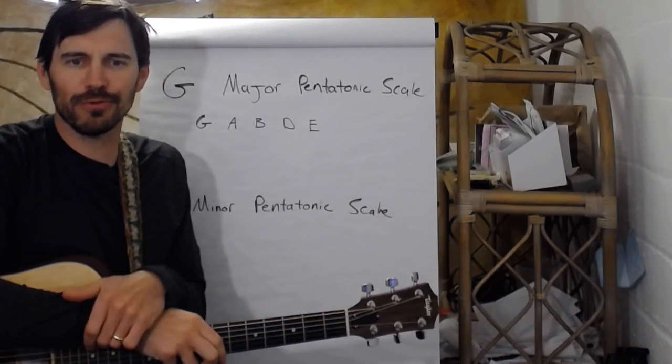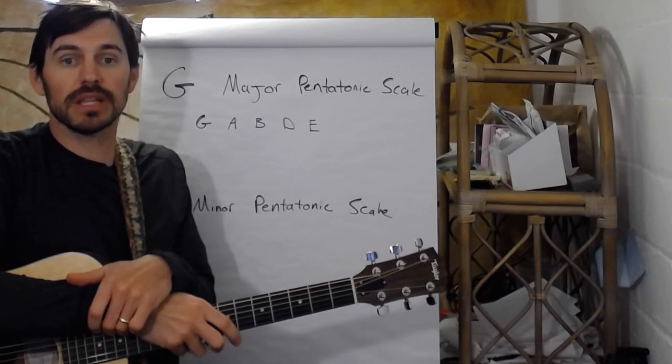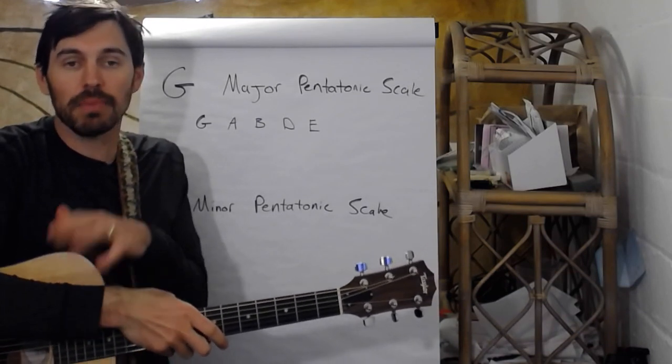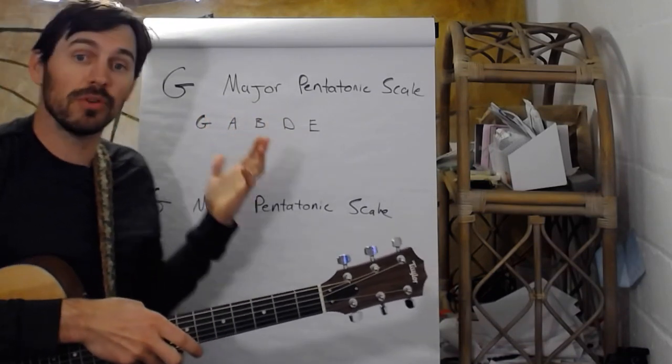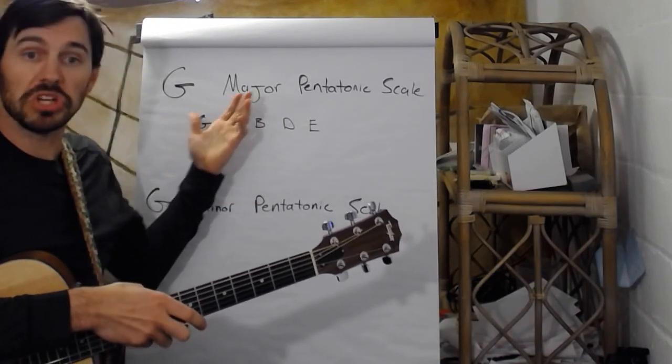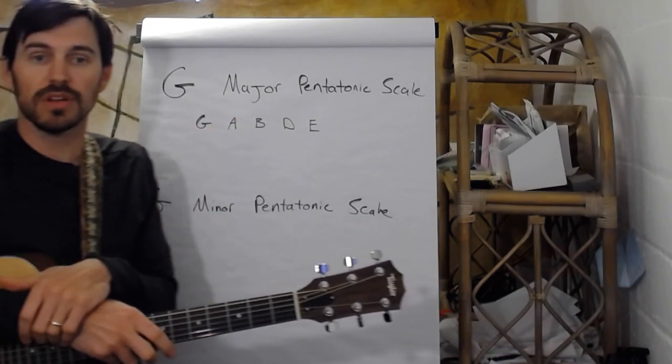Today I'm going to do something a little different here, just a little free lesson. I'm going to talk about the differences between major and minor pentatonic scales. I'm just going to use the key of G as an example. I'm going to do G major pentatonic and G minor pentatonic, which I'll write down those notes here in a sec.